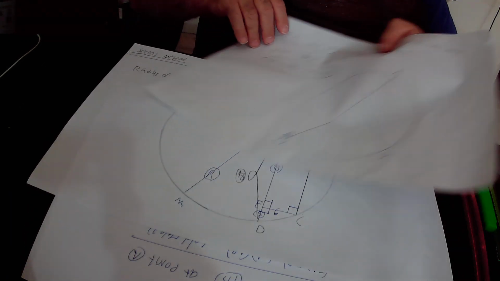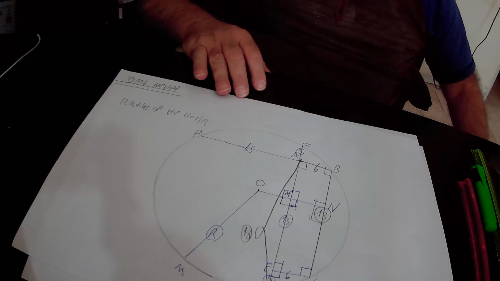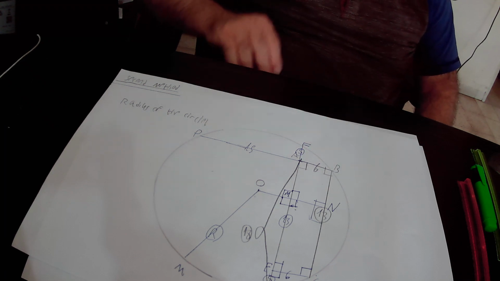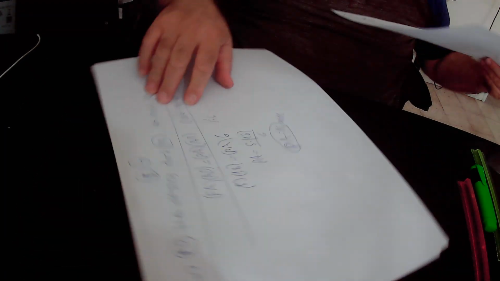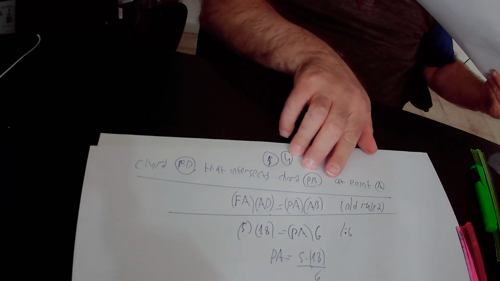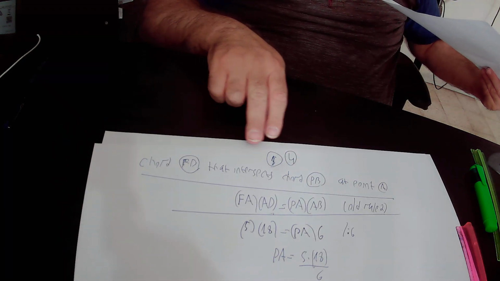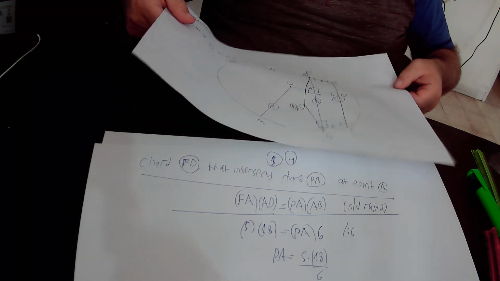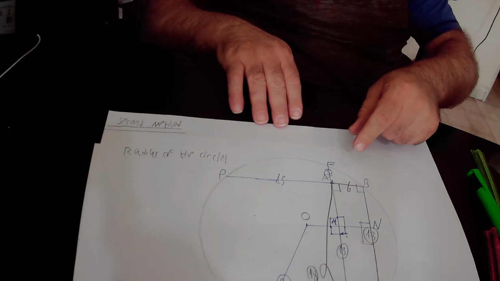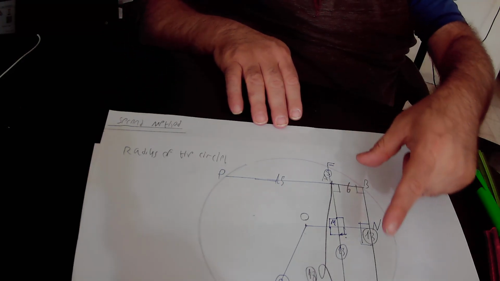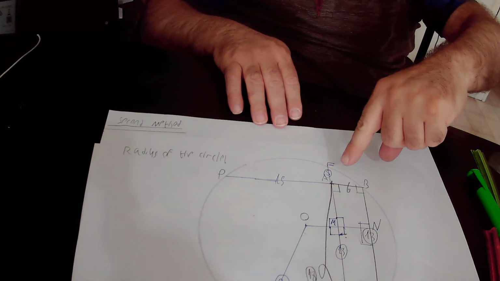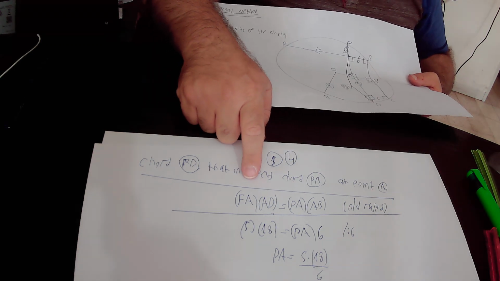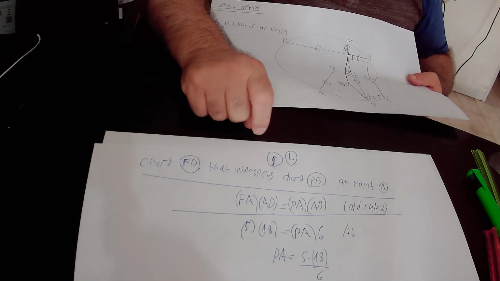We can actually implement rule number 2 in our drawing. Why? Because in our original drawing we have chord FD that intersects with chord PB at point A. Therefore, we can implement here the old rule number 2. According to the old rule number 2, FA times AD equals PA times AB.